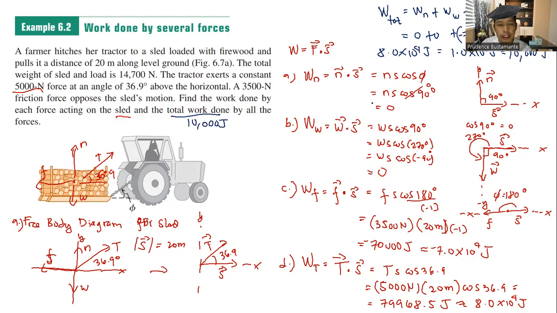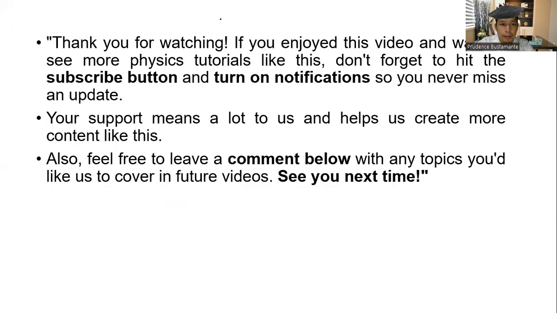So in our particular problem, the total work done is 10,000 joules. The work done by each of the forces is 0 for the normal force, 0 for the weight force, negative 70,000 joules for the friction force, and 80,000 joules for the tension force. So overall, the total work is equal to 10,000 joules.